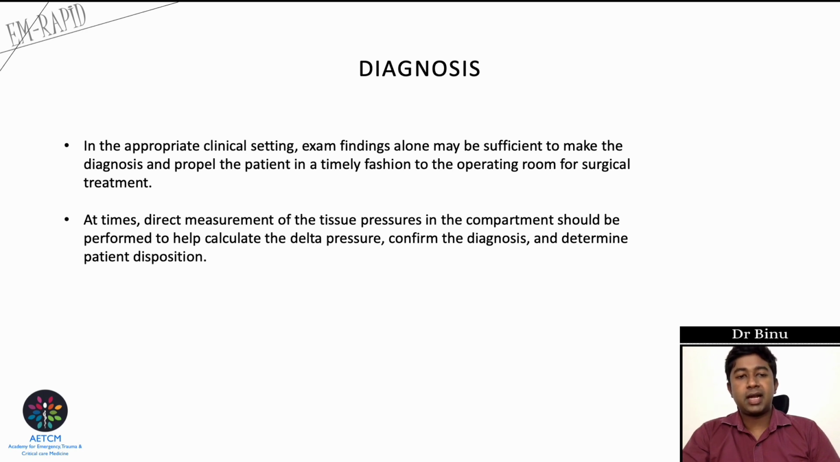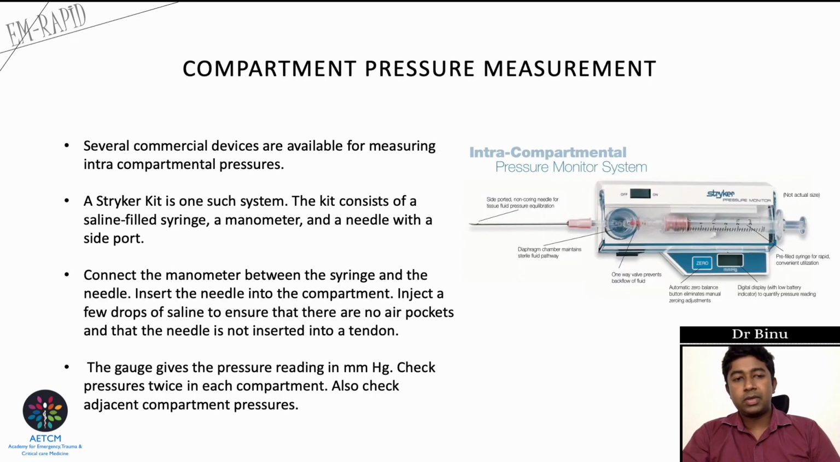At times, direct measurement of the tissue pressures in the compartment should be performed to calculate the delta pressure to confirm the diagnosis and determine the patient disposition. There are several commercial devices available for measuring the intracompartmental pressure. One of the most commonly used is the Stryker kit, and it consists of a saline-filled syringe, a manometer, and a needle with a side port.